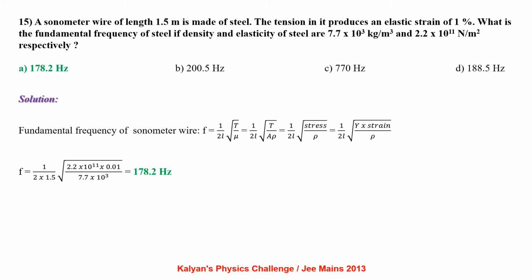So it is 1 by 2L root of T by A into rho, where A is cross sectional area and rho is density. That can also be written as 1 by 2L root of stress by density, and stress can be written as Young's modulus into strain. f equal to 1 by 2L root of Young's modulus into strain by density. Upon substituting the values, we have 178.2 Hz.